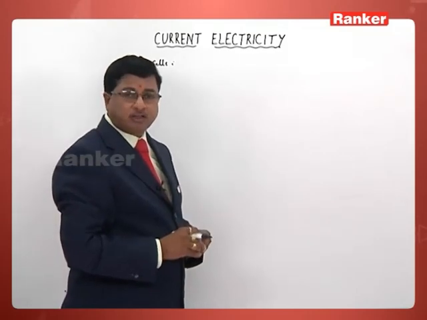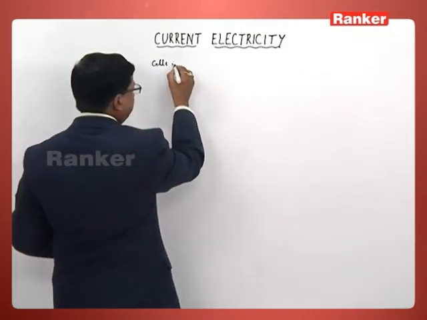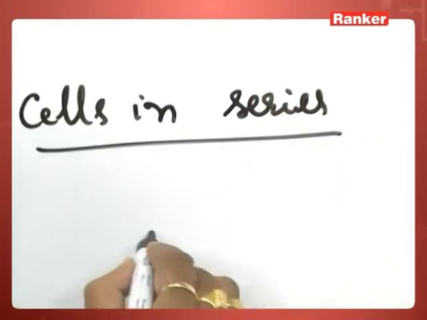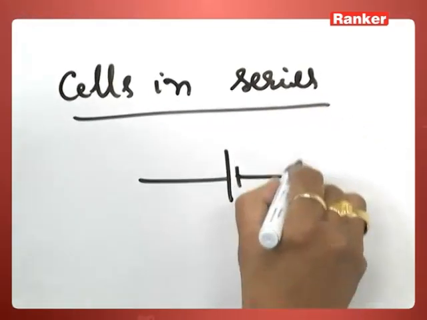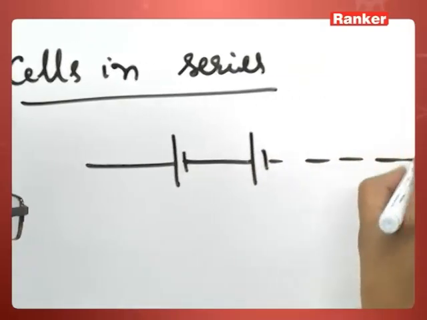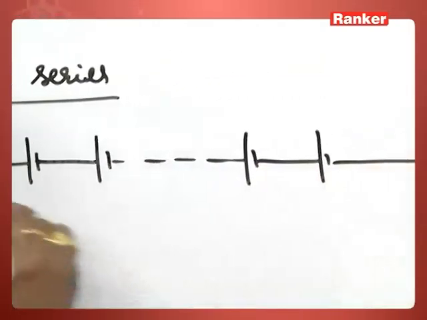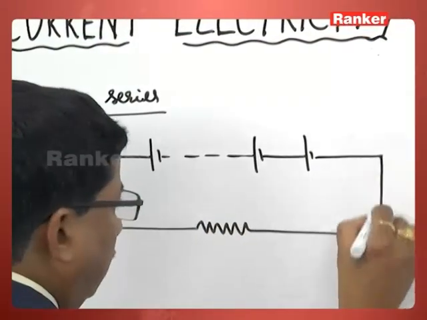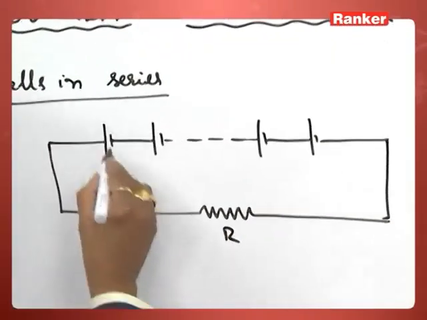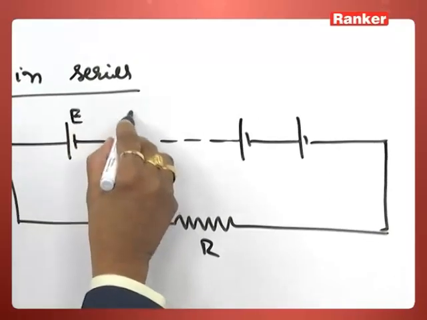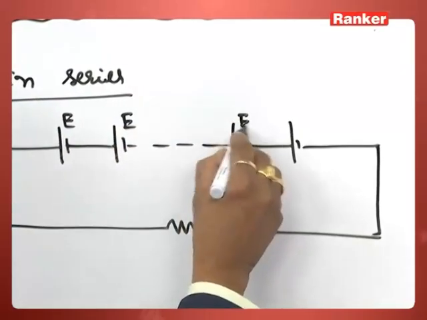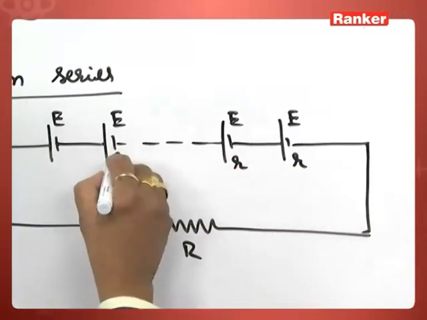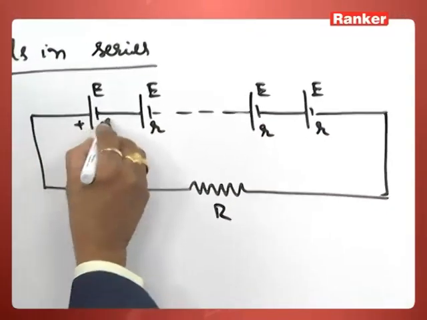When cells are connected in series, let us consider here n number of cells which are connected in series across an external resistor like this. You take it as EMF E for each cell. Internal resistance is r for each cell.